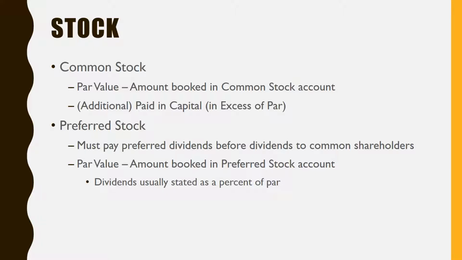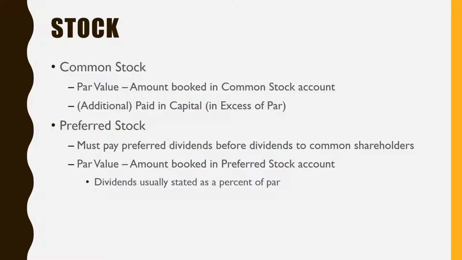Preferred stock also has a par value, and that again is the amount that goes into the account, but it has a little bit more important meaning for preferred shareholders because usually the dividends are stated as a percentage of par. So if I have a preferred share that has a par value of $100 and it says the dividends are 5%, I'll get $5 in dividends anytime the board decides to declare a dividend. Doesn't mean they have to pay you the $5 every year, but before they ever pay a common shareholder, they have to give you your $5.